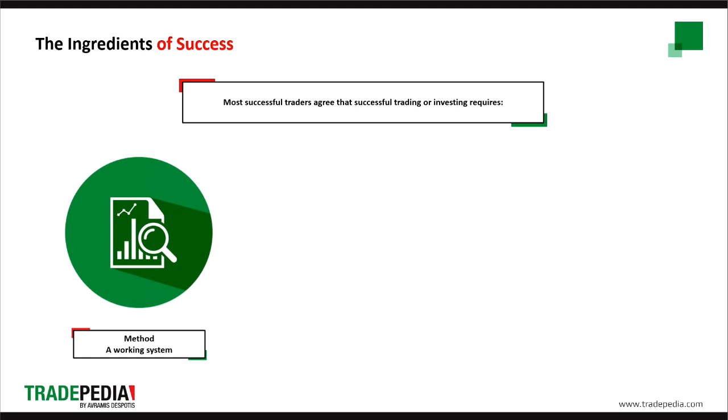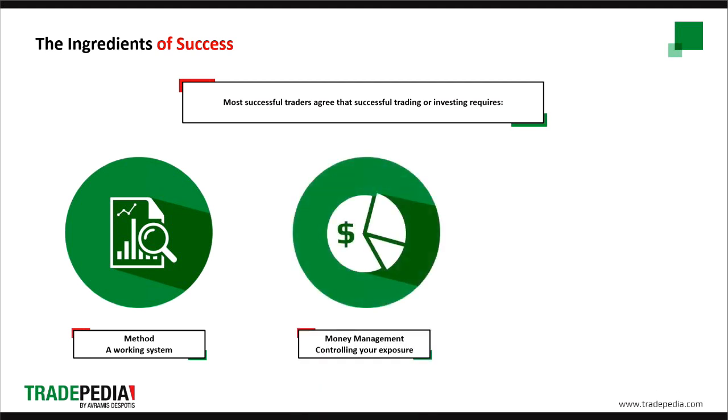No matter which method you are using, on its own it is not enough. On top of a good method, we need money management. We need to control our exposure. We need to control our risk. Why is that? Simply because there is no 100% accurate method. Every method you use, you will face some losses along the way. And it is very important to use good money management techniques.